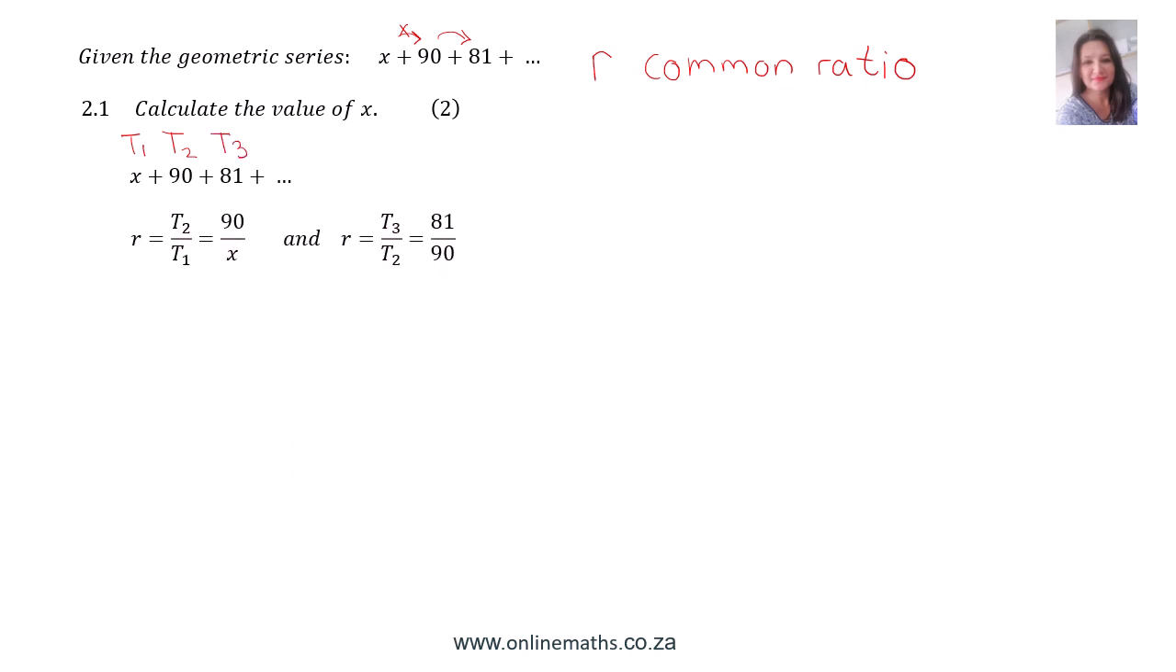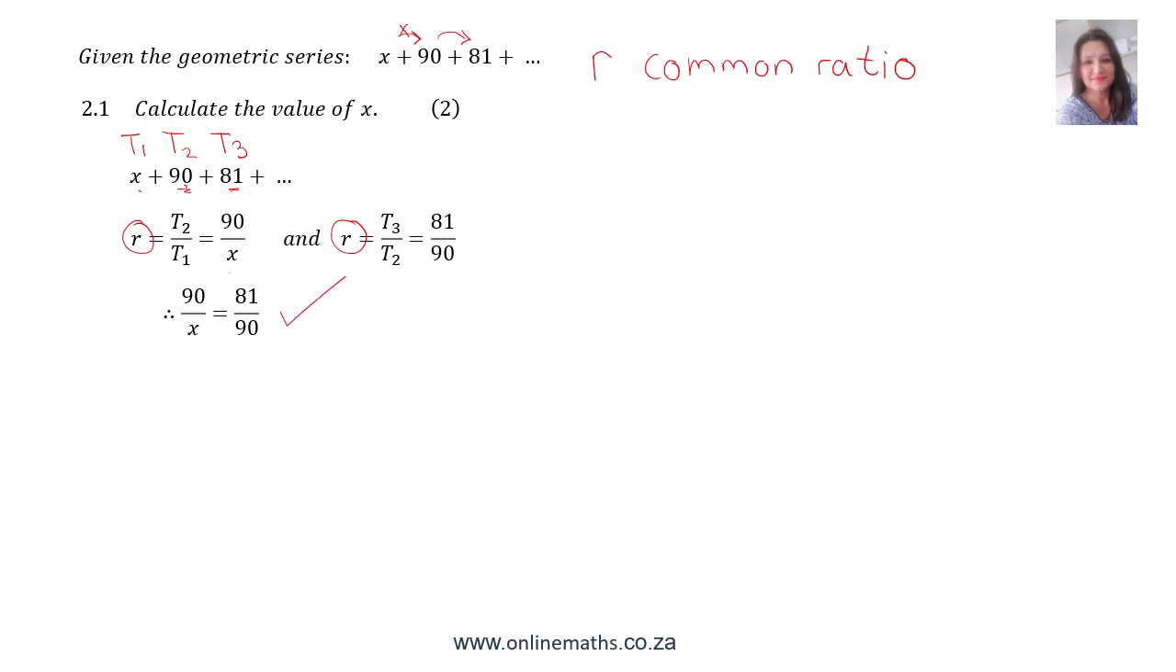And then we can find r by saying term 2 divided by term 1, so it's 90 divided by x, and r can also be term 3 divided by term 2, which is 81 over 90. And then this one is equal to r, that one is equal to r, and therefore we can equate them. So we have 90 over x is equal to 81 over 90, and this is worth a mark.